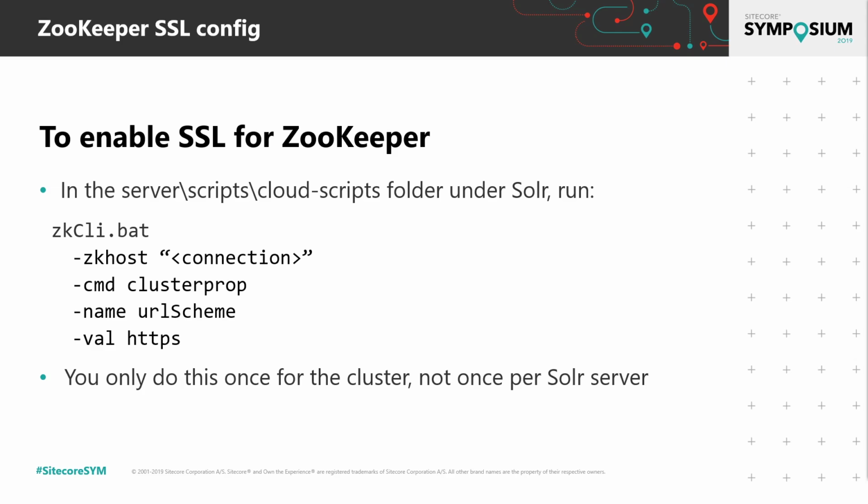server/scripts/cloud-scripts folder under any one of your Solr instances. You run zkcli.bat, passing in 4 parameters. zkhost is the same Zookeeper connection string we used earlier. The other 3 properties say, I want to write a cluster config setting with -cmd, the property is named urlscheme, and its value should be https.